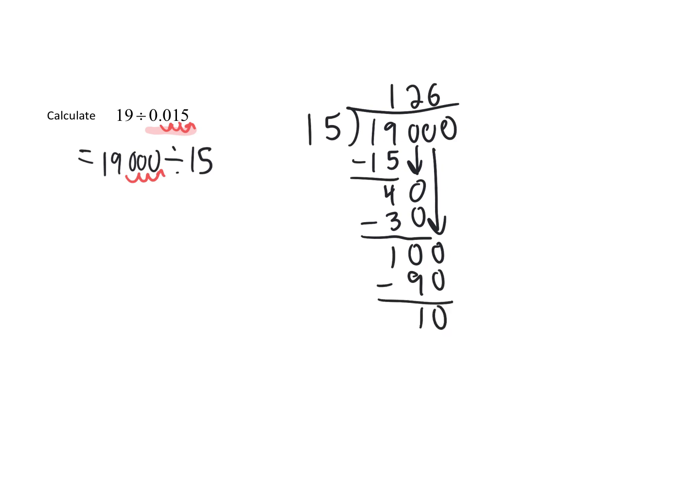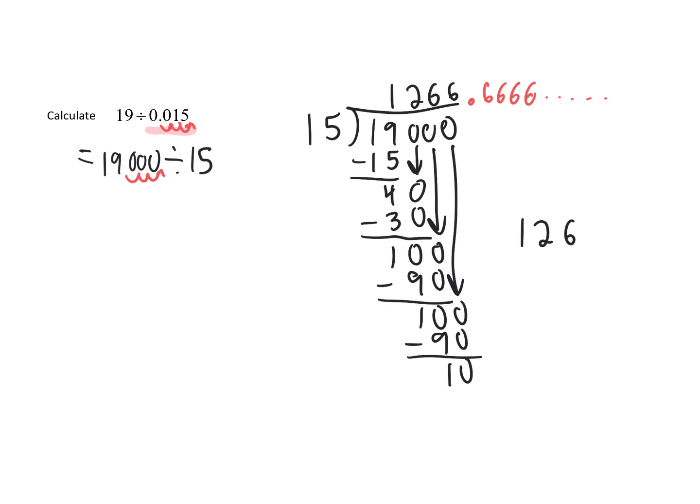Subtract, we get 10. And you'll notice, if we keep going, that this is just going to keep repeating. So we can stop there and realize that it's just going to be decimal 666 and so on repeated. Right? But we want to round to the nearest hundredth, so the final answer would be 1,266.67.